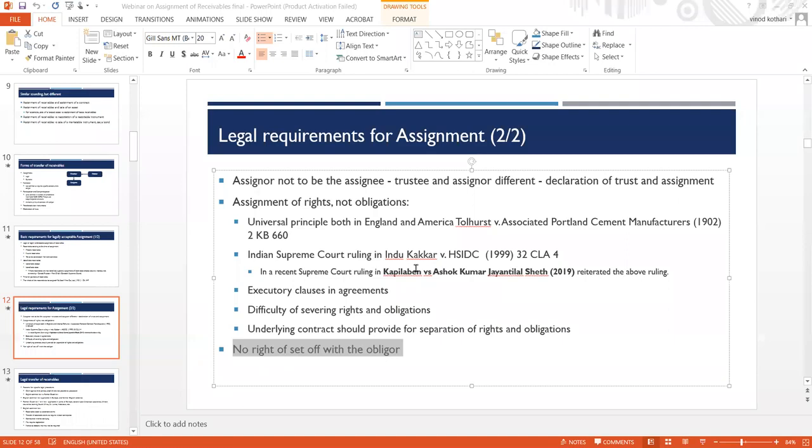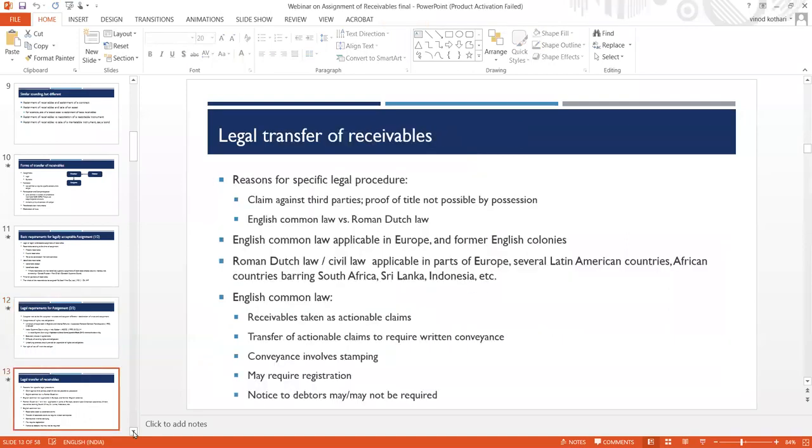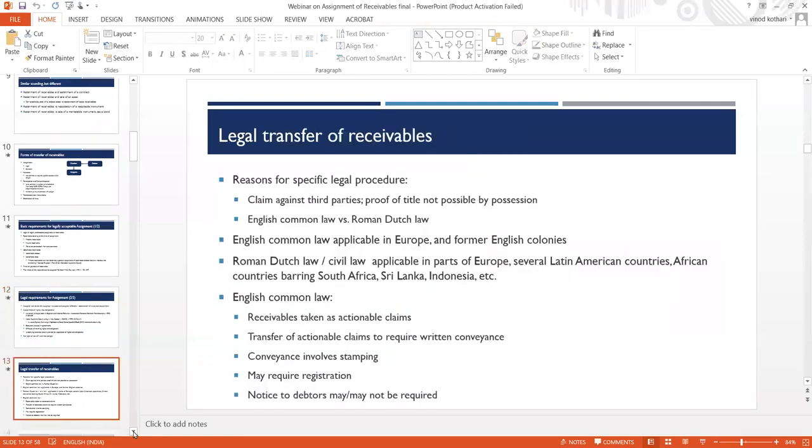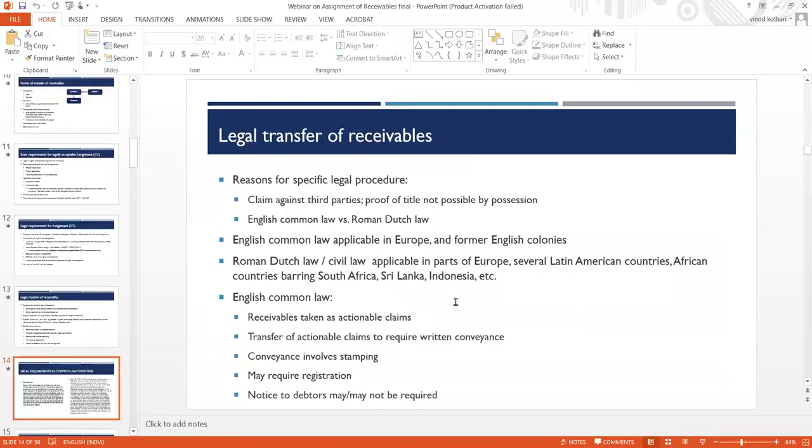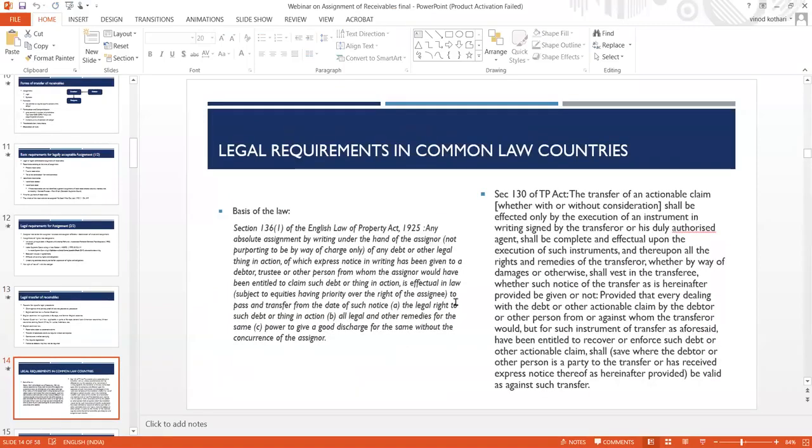We just quickly discussed the English law about transfer of receivables and the source of the English law. This is a bit of a finer screen here, but I'm guessing that you'll be able to see. That's where we're talking about borrower notification. So I'm reading from section 130 of the Transfer of Property Act, which is similar to section 136 of the English Law of Property Act. Section 130 of the TP Act says that transfer of an actionable claim, whether with or without consideration, shall be effected only on execution of an instrument.